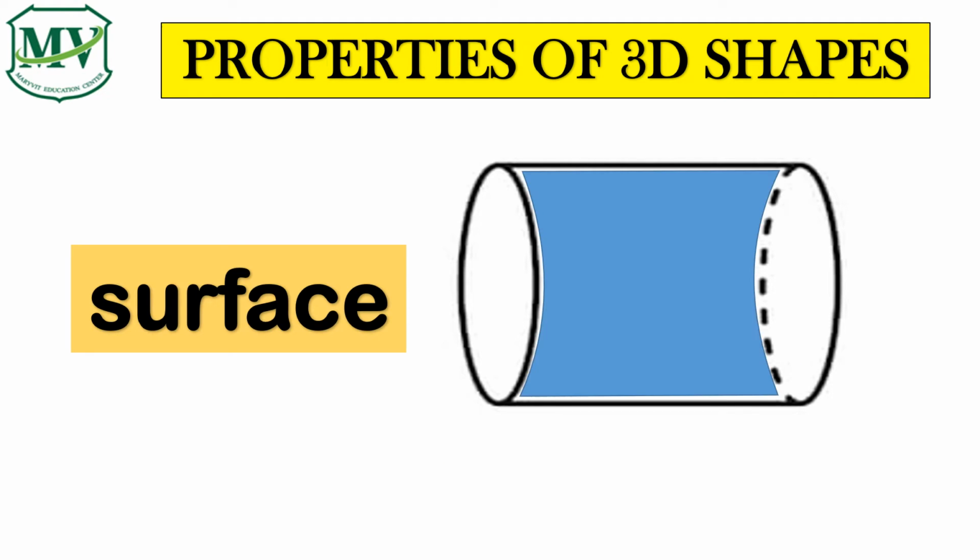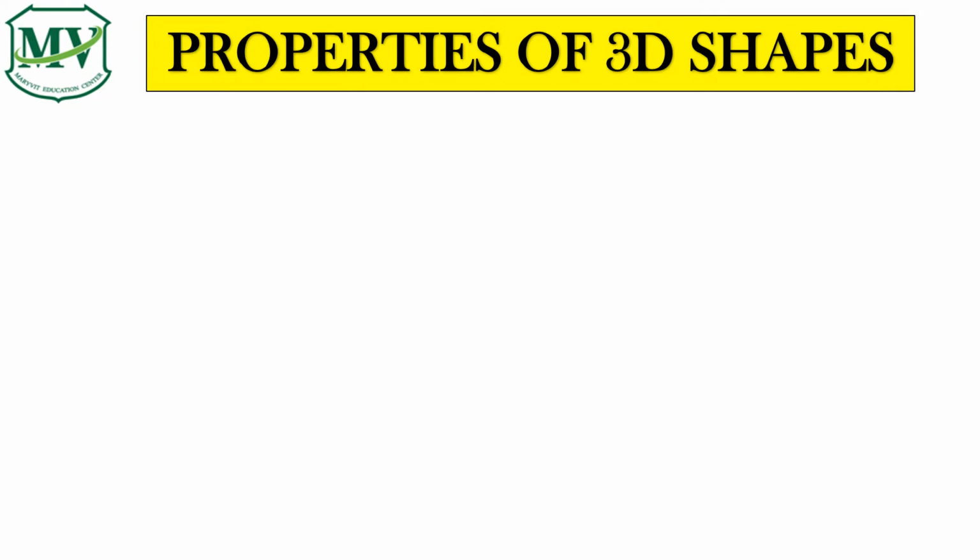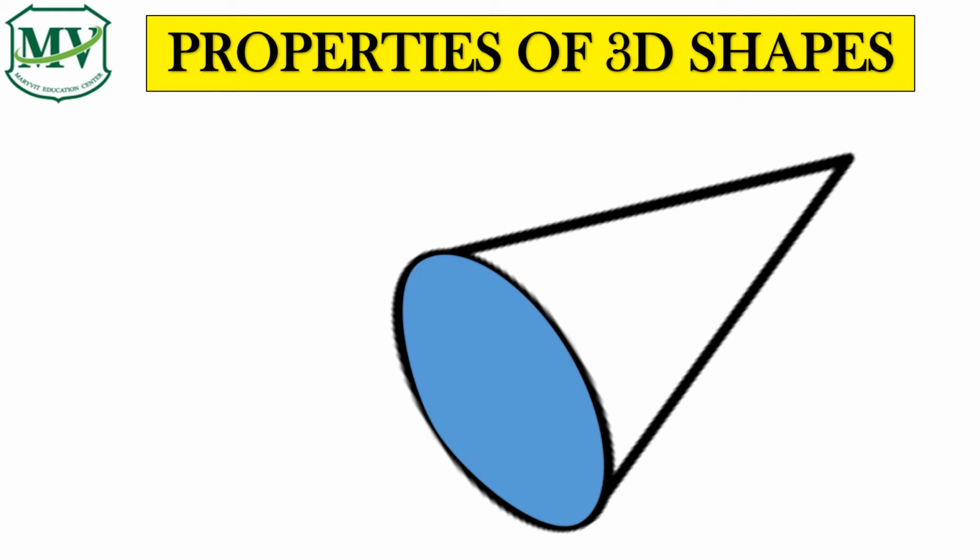Surface is the curved part of a 3D shape. We can also call it curved face. The bottom part of a 3D shape is called base.